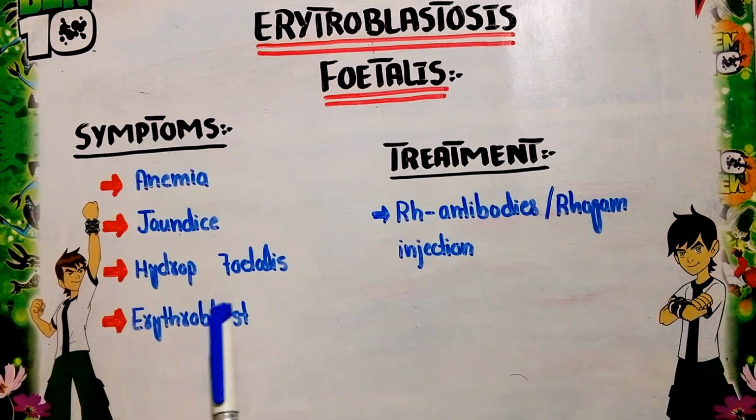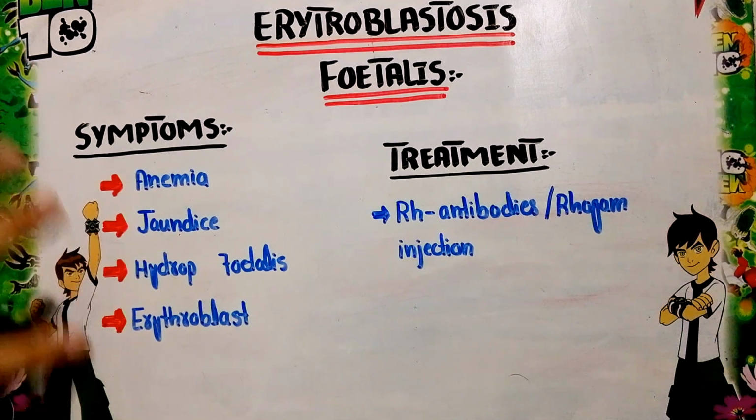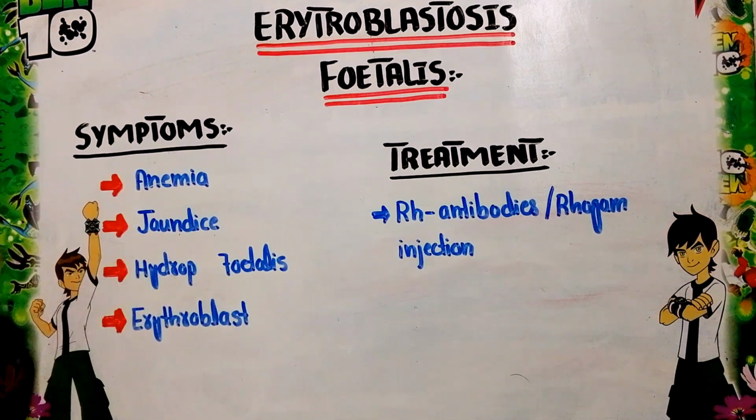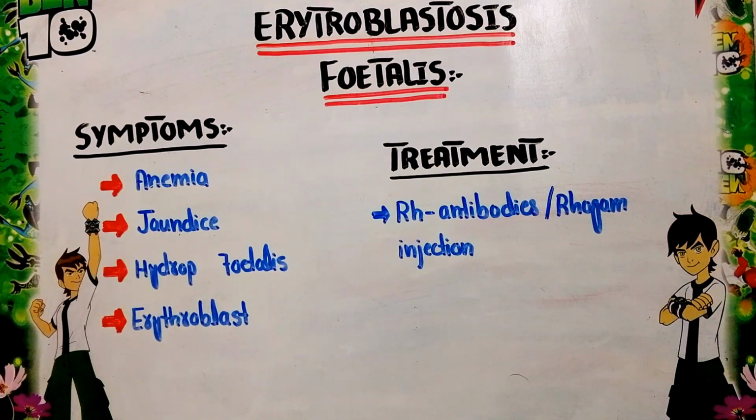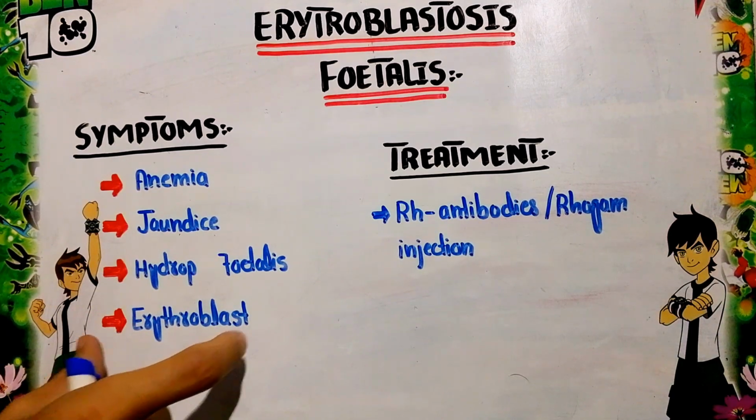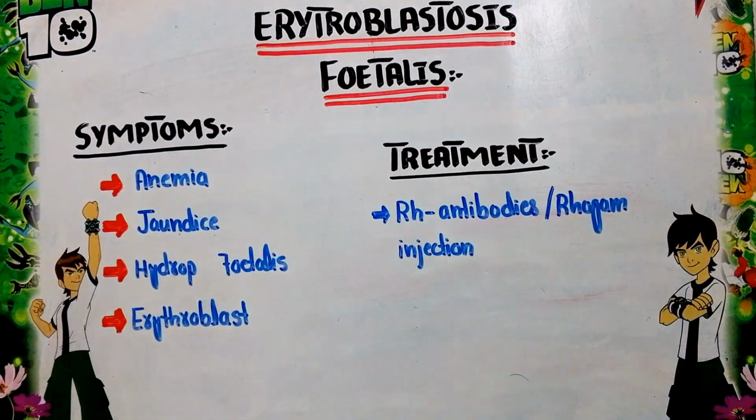The fourth symptom is erythroblasts. As the RBC level decreases in the fetus's body, to compensate for this loss, erythroblasts come to the fetus's body. That's why it is called erythroblastosis fetalis. An erythroblast is actually a nucleated RBC that is produced in the fetus's body. So these are mainly the symptoms of erythroblastosis fetalis.